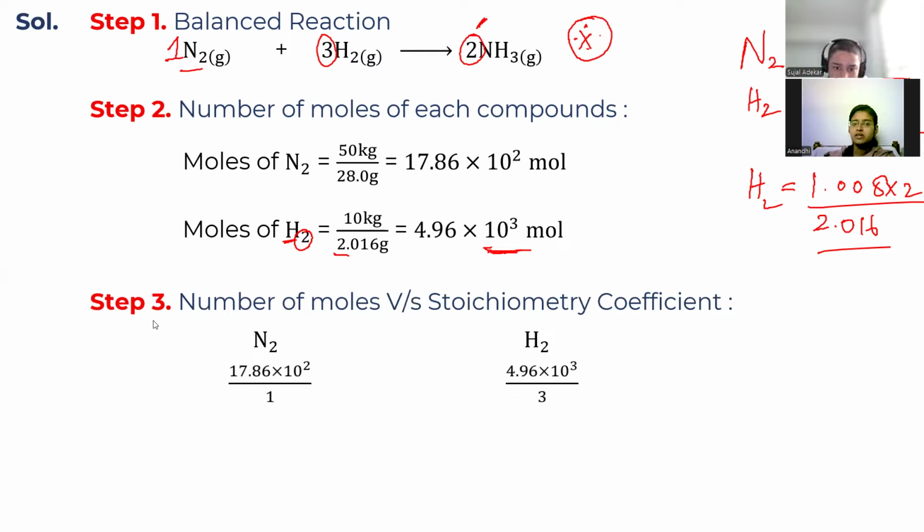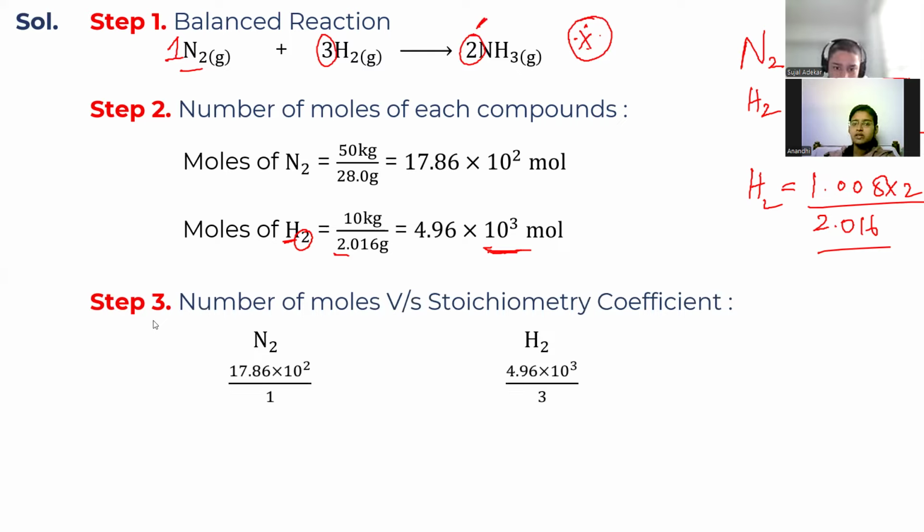In terms of 10 to the power 3, we are getting 1.7 for nitrogen and 1.6 for hydrogen. So now you tell me which is present in greater amount. Nitrogen is present in greater amount, right? 1.7 is a bigger number compared to 1.6. So nitrogen is higher here. So the one which is present in lesser amount is hydrogen. So hydrogen is the limiting reagent. Okay, so we have got the limiting reagent.